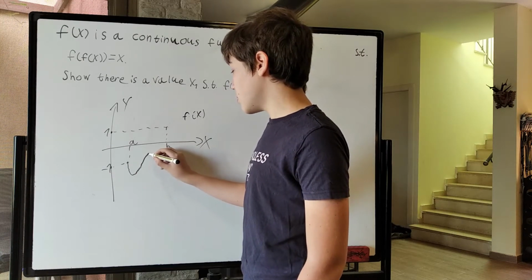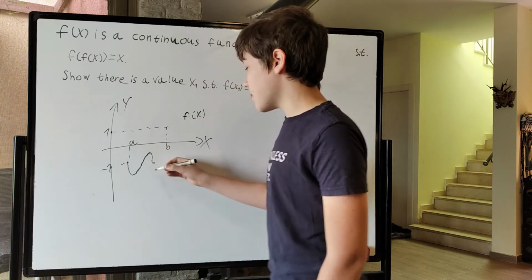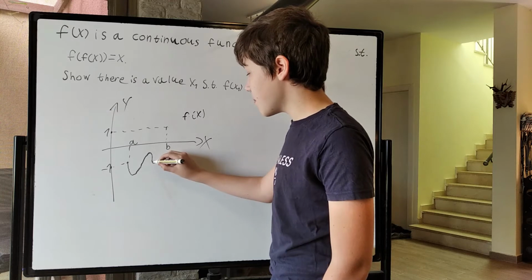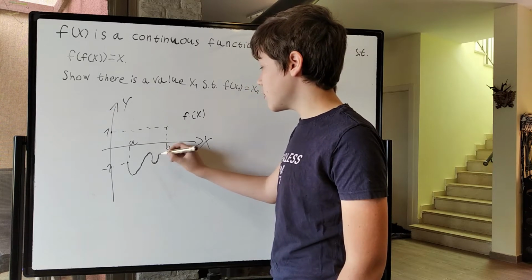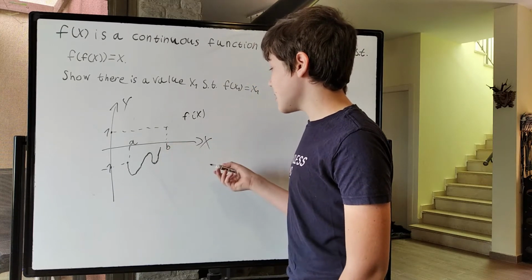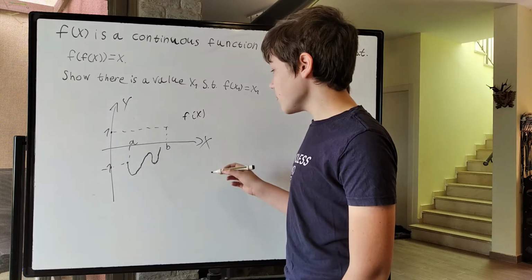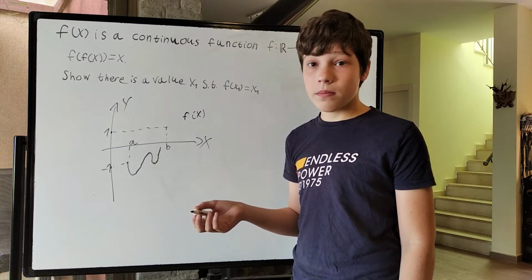So, let's do another one. Another maximal and go down again. But now we have to go up to get to B. But how do we do it without crossing the x-axis? Well, the answer is we can't.